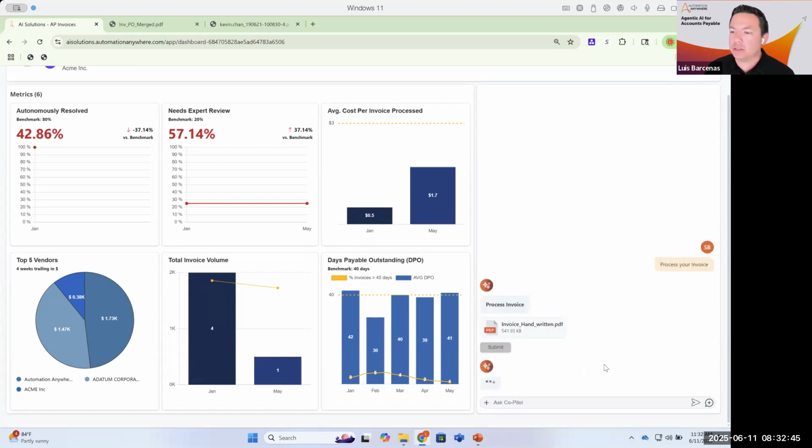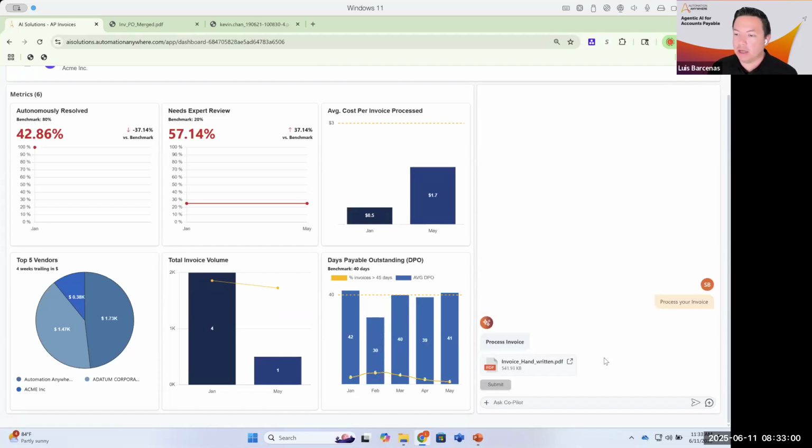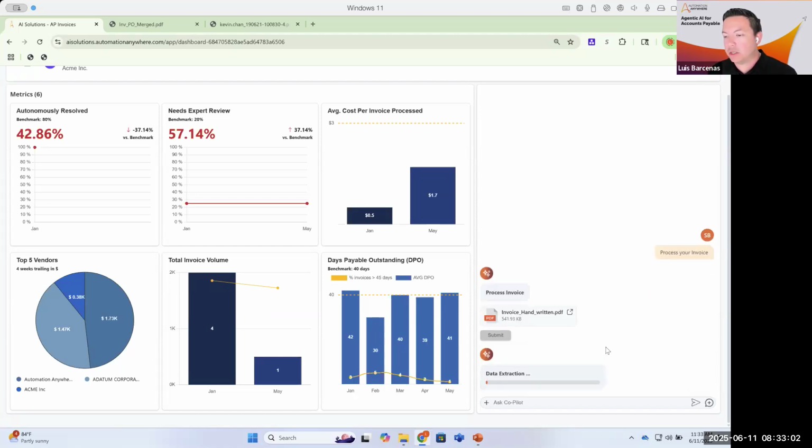So as soon as you hit submit, what's going to happen is the agentic orchestration in the background is going to pick up this file and start executing the entire end-to-end processing for this invoice, right? The first thing that it's going to do is extract the information from the document. It's going to start doing a three-way matching against it and determine if this is something that we should approve and pay, or if it has some type of exception.